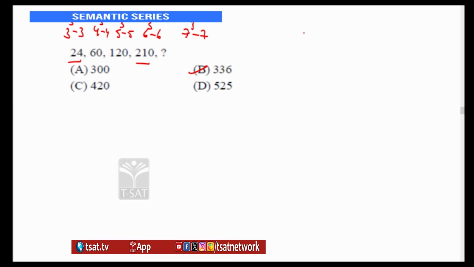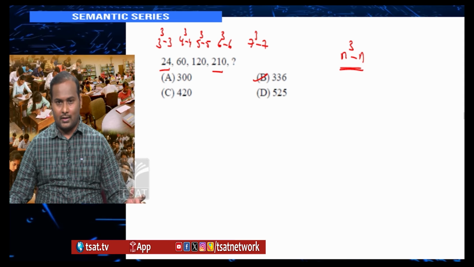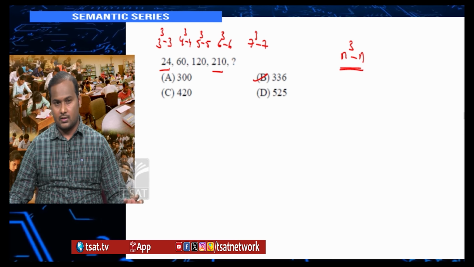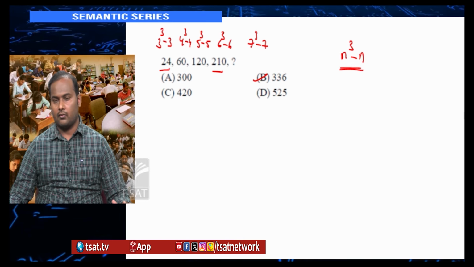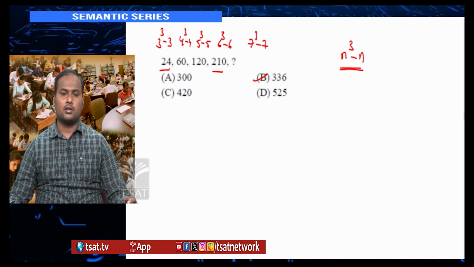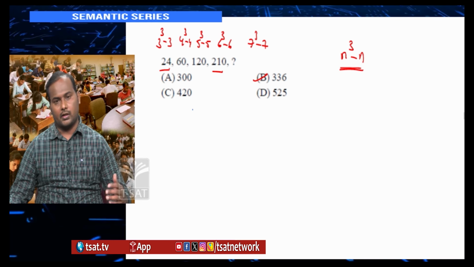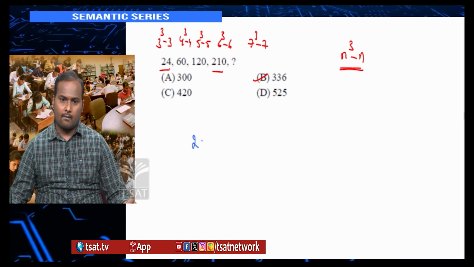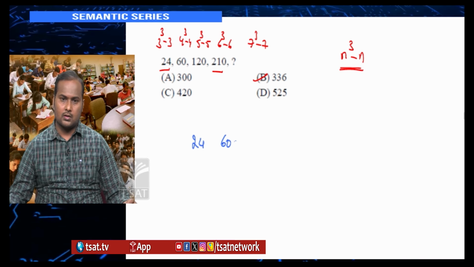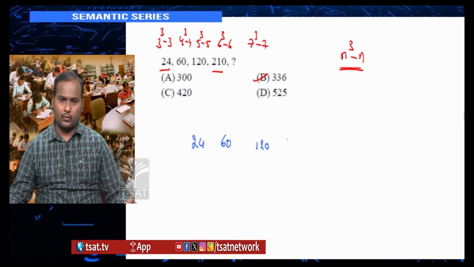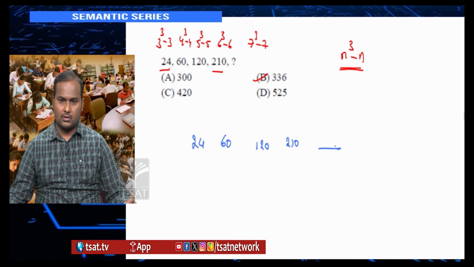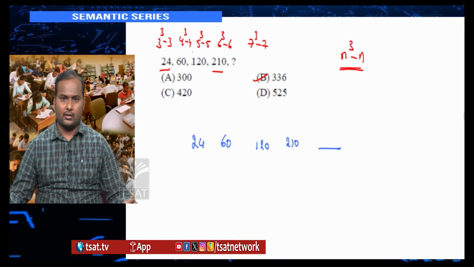So, what is the format? The format of this question is n cube minus n. In this question also you can take the difference, then also you will get the answer. I said that if the question format is near the values of squares and cubes, then also you can take the difference and you will get the answer. Let us try to check by taking the difference. 24, 60, 120, 210 and what is the next one he is asking.